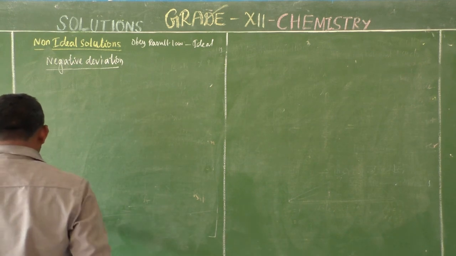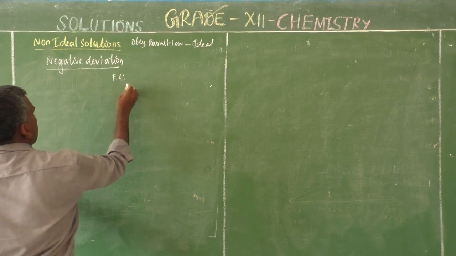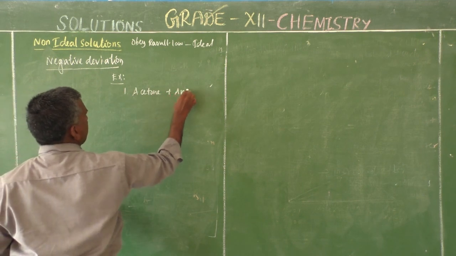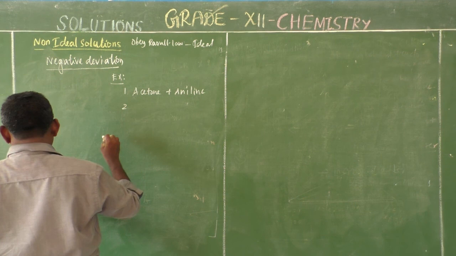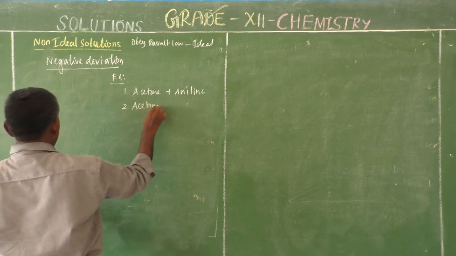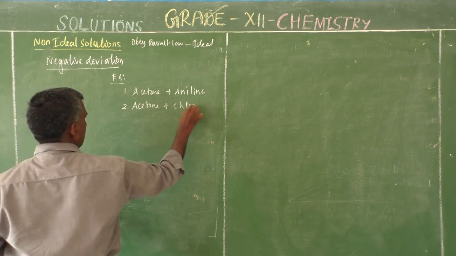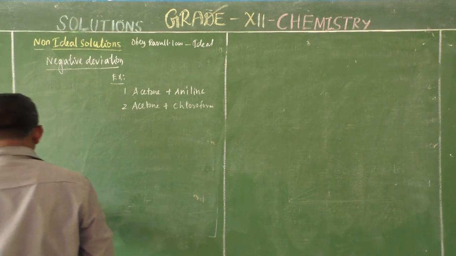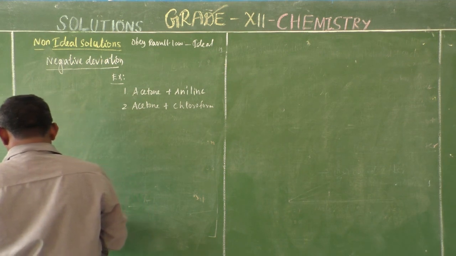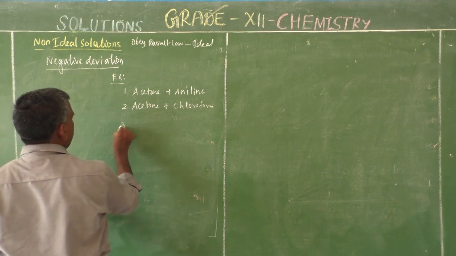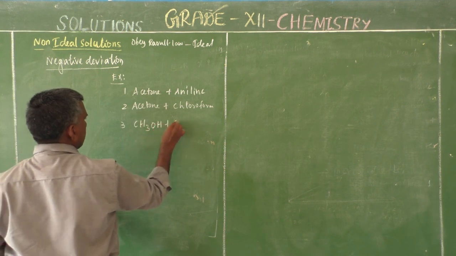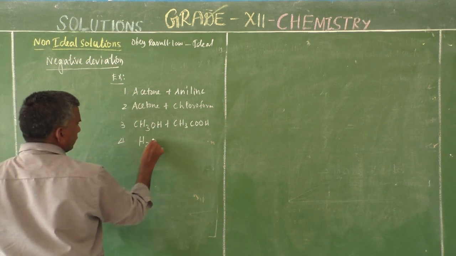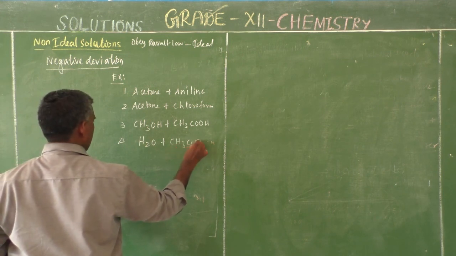This is an example of negative deviation. Please note down the examples. One is acetone plus aniline. Second, acetone plus chloroform. Third, methanol plus acetic acid. Fourth, water plus acetic acid.